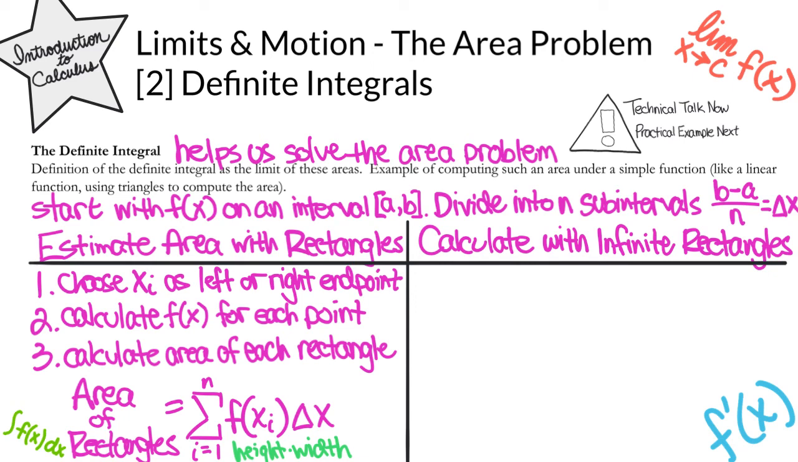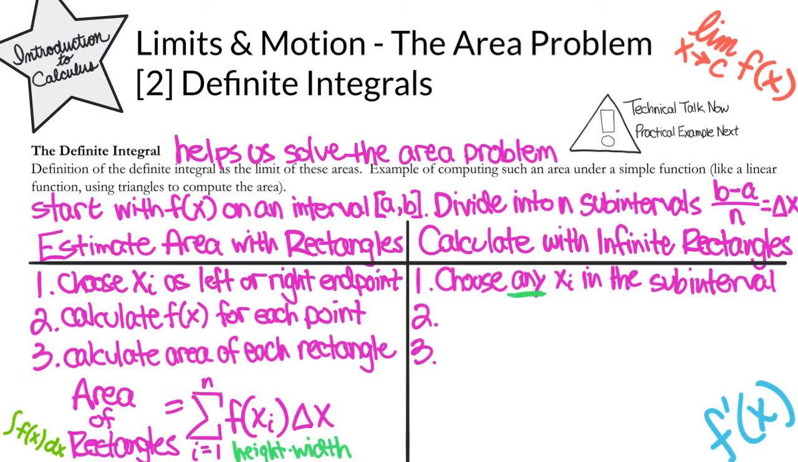While estimating the area underneath the curve is great and all, we want to find the actual value, the actual distance traveled. So here's how to do that in 3 steps. Step 1, choose any x sub i in the subinterval, meaning it doesn't have to be a left endpoint, a right endpoint, or a midpoint, just any x sub i in each individual subinterval. Step 2, take the limit as delta x approaches 0 or n approaches infinity. We'll learn more about limits later, but of course we need to make the size of these rectangles super skinny so that we could accurately find the area under the curve.